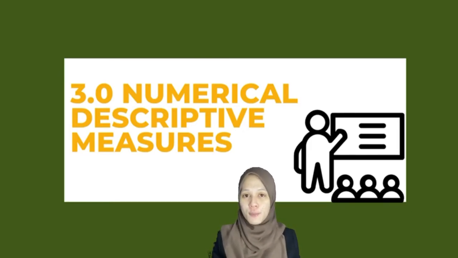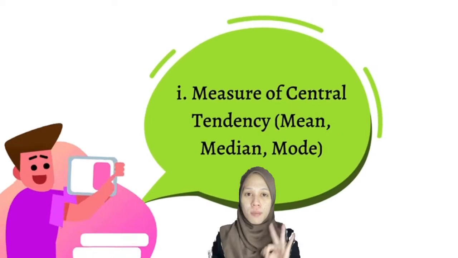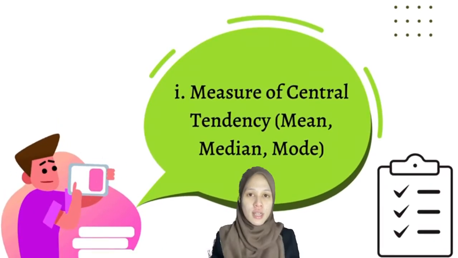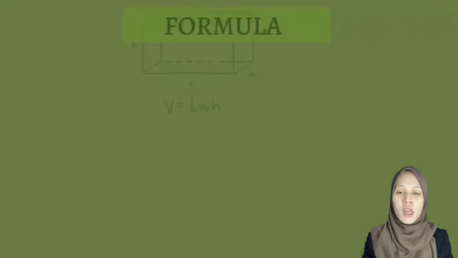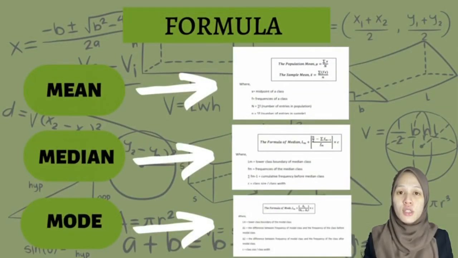Okay, for this part, we need to find the numerical descriptive measures. This topic is divided into 3 parts, namely measure of central tendency, measure of position, and measure of variation. So these are all the formulas that we use, which are the formulas of sample mean, median, and mode.